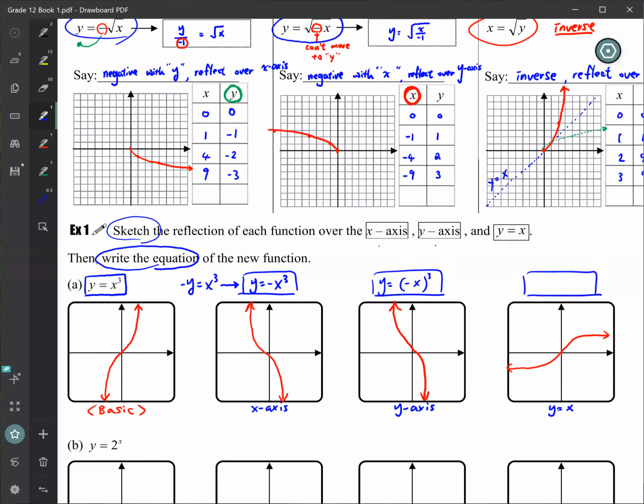Last one, what's the rule for reflecting over y equals x, Tiana? It's an inverse. Okay, then what will be the equation? Is it x cubed equals root y? Say that again. x to the power of 3 equals root y, like this?